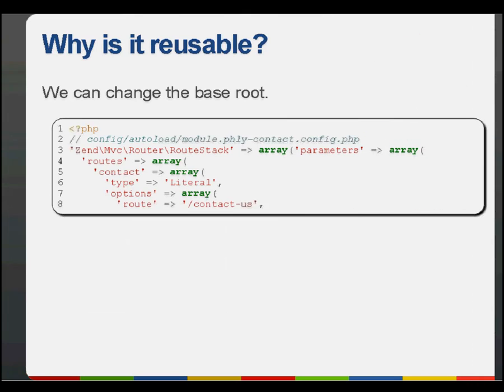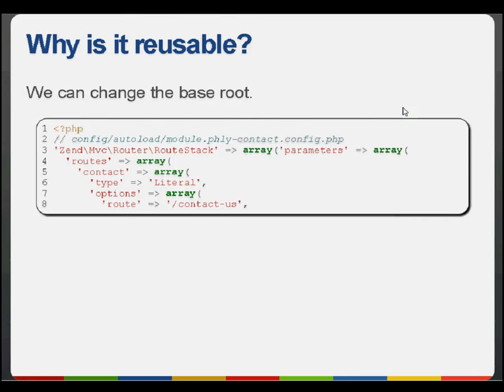So I mentioned the title of this is creating reusable Zend Framework 2 modules, and I want to explain why it's reusable. I mentioned that we can override things at the application level by taking our configuration file and modifying things. One of the things we could do is change the base route. So you'll notice here, line 8, I'm changing that to /contact-us, and I don't have to do anything else with this particular key. I can actually close it out at this point. It'll get merged cleanly, but now the route will be contact-us.